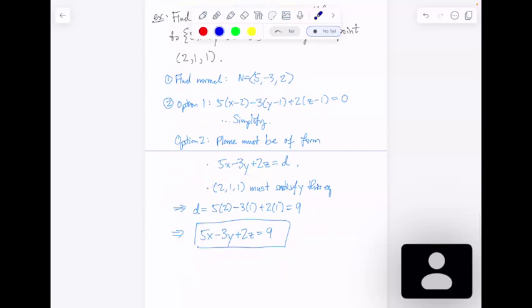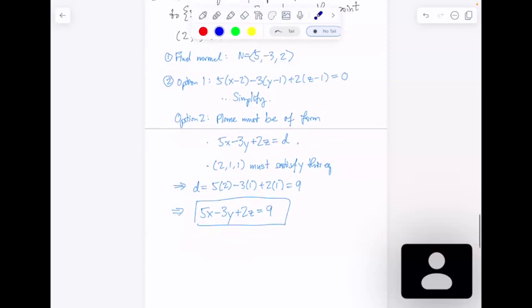So you could think of this as the algebraic method, very direct, very nice. This is probably geometrically more meaningful as to what's happening, but it's the same result.